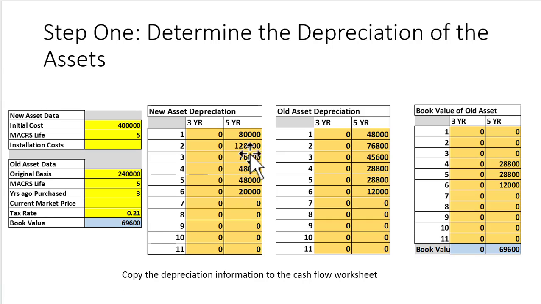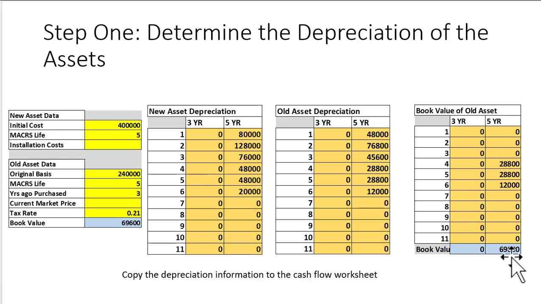So our depreciation schedule for the new asset is listed here. Here's the depreciation for the old asset. And because we said we bought this 3 years ago, the remaining 3 years of depreciation are shown for book value. And when you total that, we end up with $69,600 as the book value of the old asset.